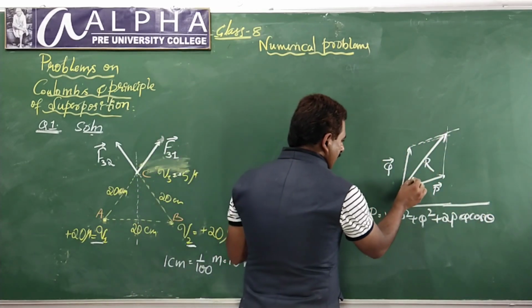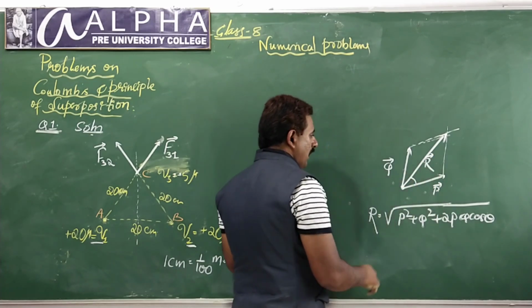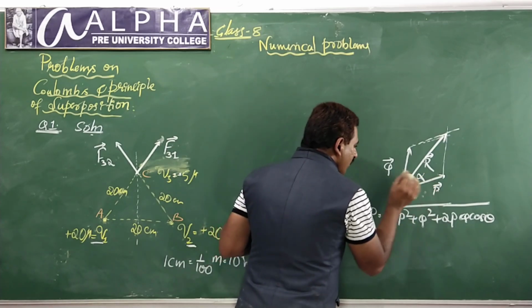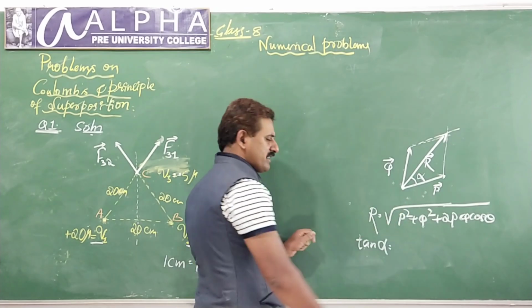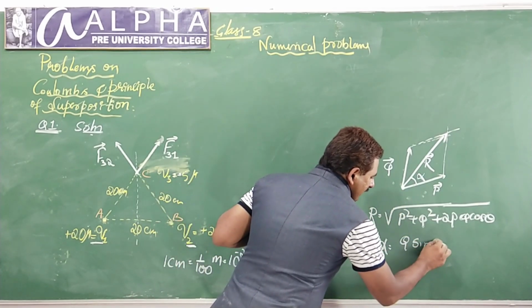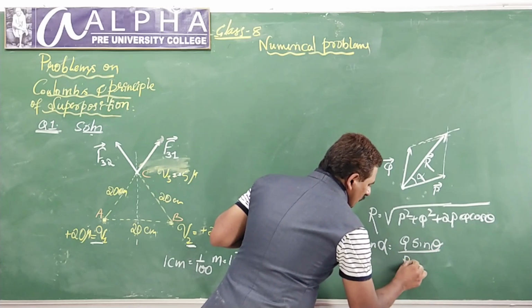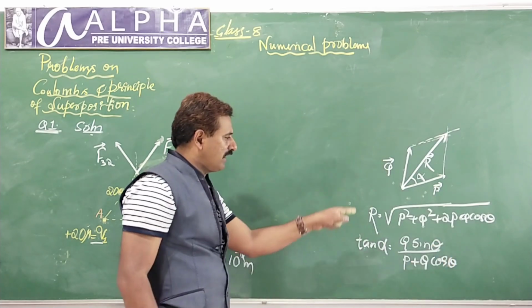And if I consider the angle between R and P, you write an arrow over it. R and P, that is alpha. You derived another relation, that is tan alpha. What is tan alpha? Tan alpha is Q sin theta divided by P plus Q cos theta. You will be using these two relations here.